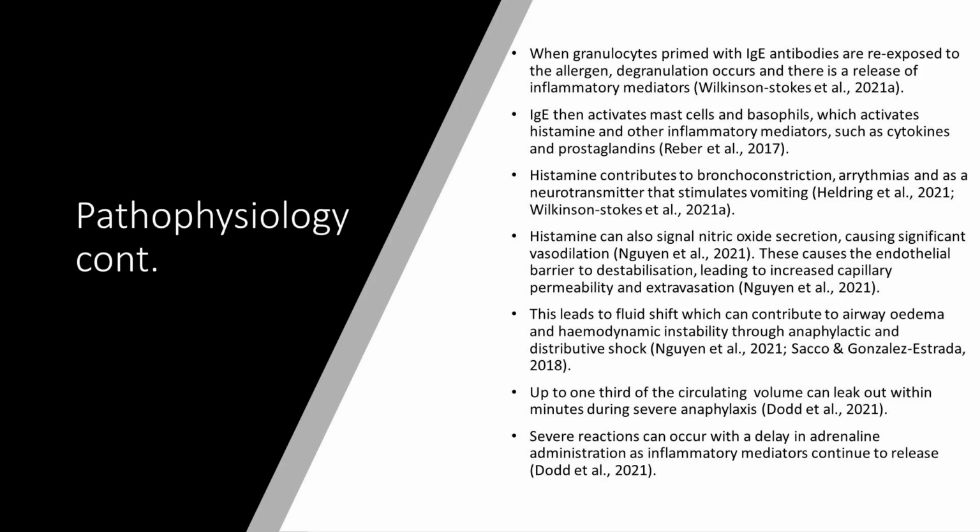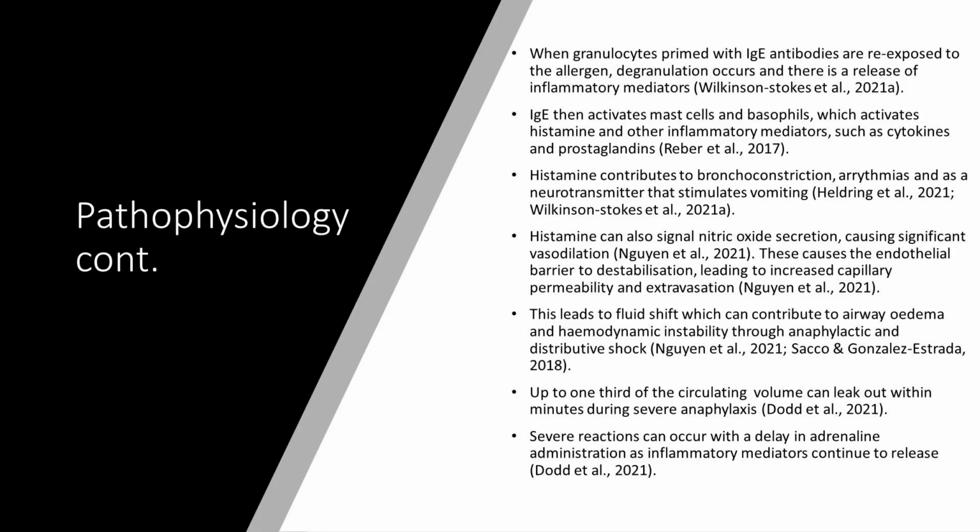So when those granulocytes that are primed with IgE antibodies are then re-exposed to that allergen, degranulation occurs. There is then the subsequent release of inflammatory mediators. IgE then activates mast cells and basophils, which in turn activates histamine and other inflammatory mediators, such as cytokines and prostaglandins.